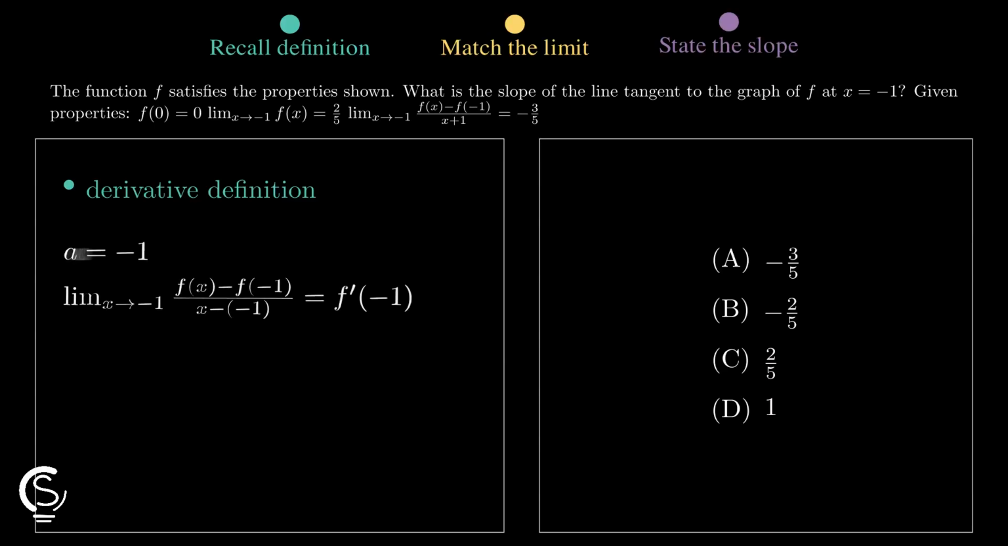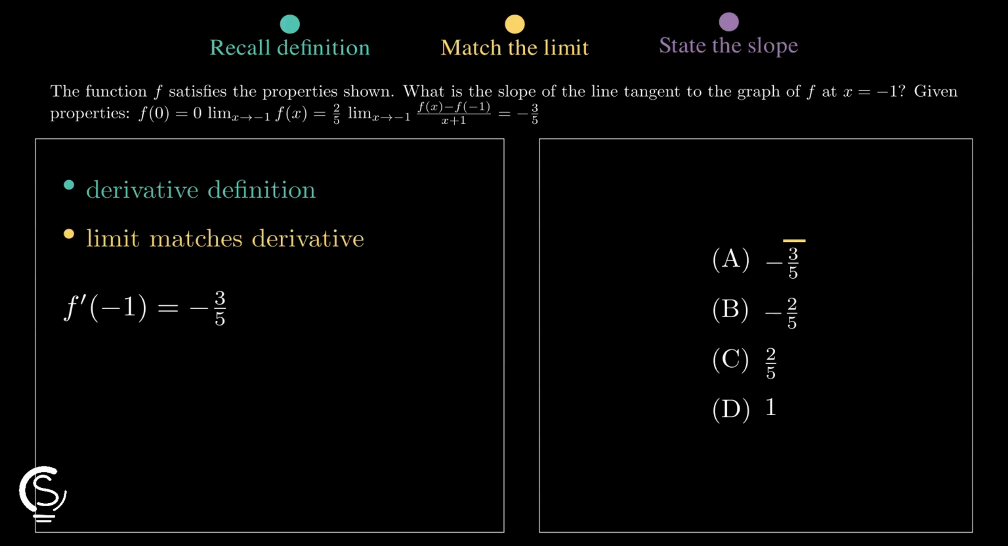Since the limit is given as -3/5, the slope of the tangent line at x equals -1 must also be -3/5. Boom, we found it!